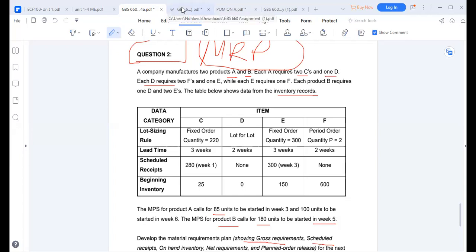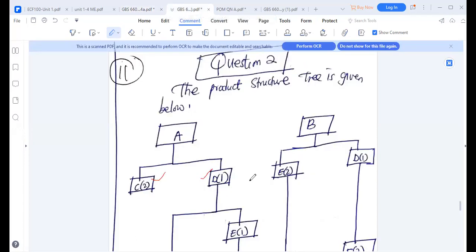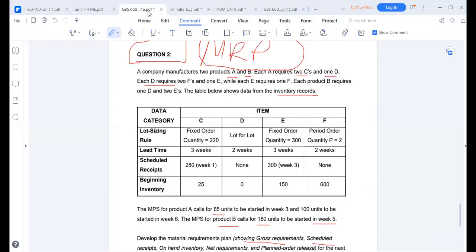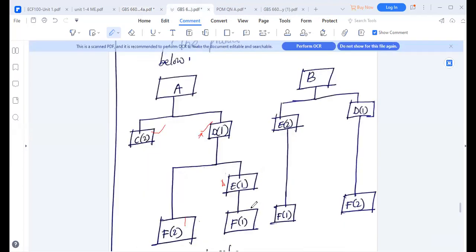So each D requires 2 F's and 1 E. And then each E requires 1 F. Okay, which is the structure for product A.